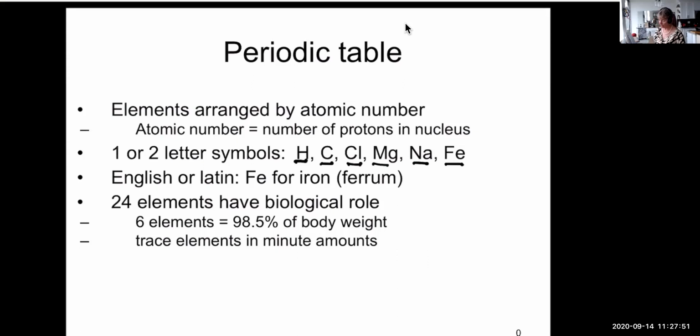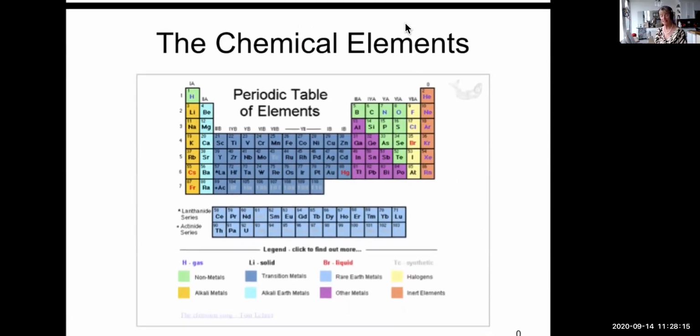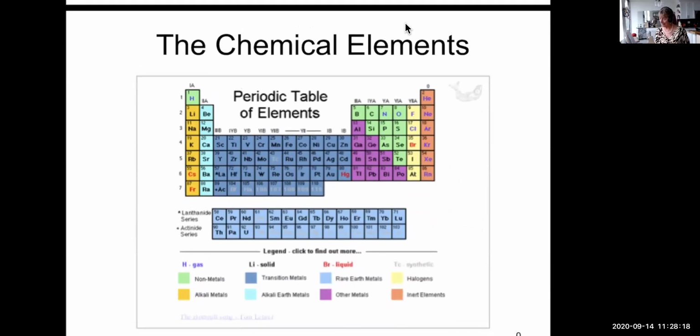24 of those elements have a biological role, and 6 of them contribute to 98.5% of the body weight. Other elements are known as trace elements. They're in very, very tiny amounts, but they're extremely important. Here is a table of chemical elements. If you look at the periodic table, you can see from left to right, the number of protons is increasing. If you go down the columns, what is similar is that the number of electrons in the outer shell are the same, but there are more shells for that particular atom.